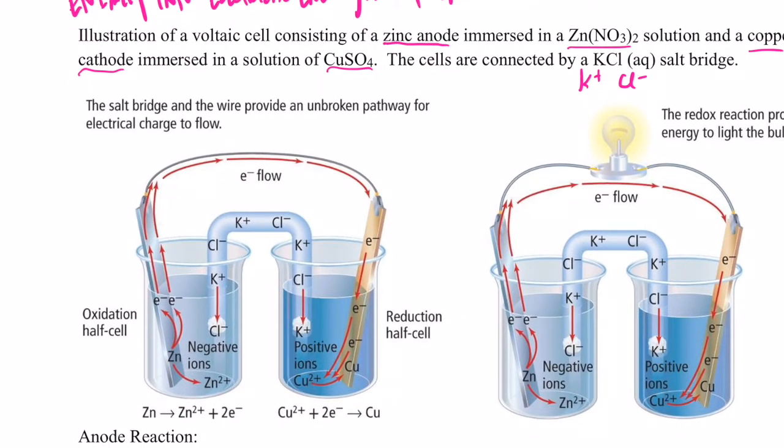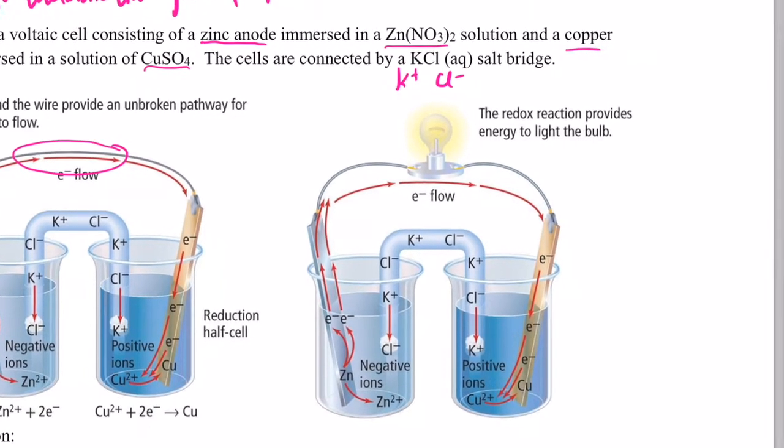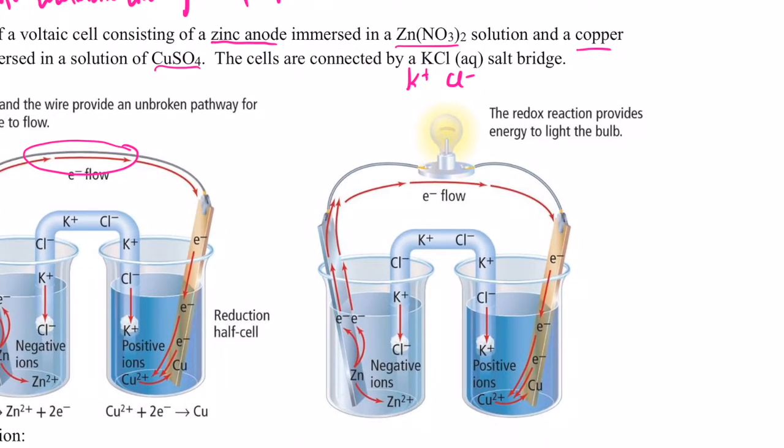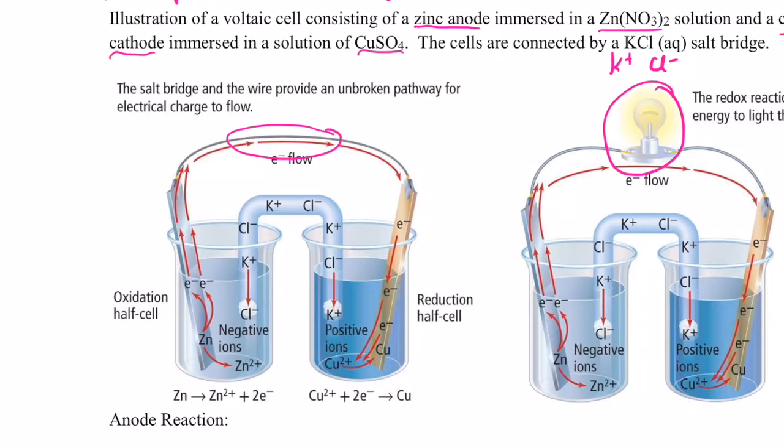Now the first picture here, the salt bridge and wire provide an unbroken pathway for the electrical charge to flow. So here is my wire and the charge is just flowing. What we can actually do is we can have those electrons as they move do some useful work for us, and they could also light up a light bulb or some other practical use. So what we have here is a piece of zinc. Here's my zinc metal, kiddos. It's immersed in a solution of zinc nitrate.